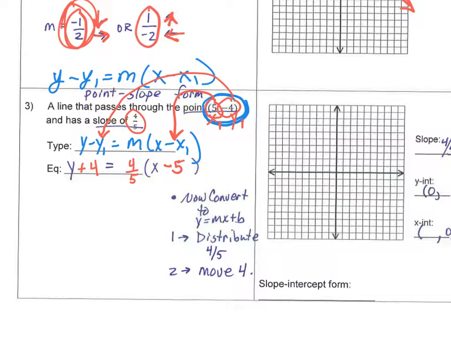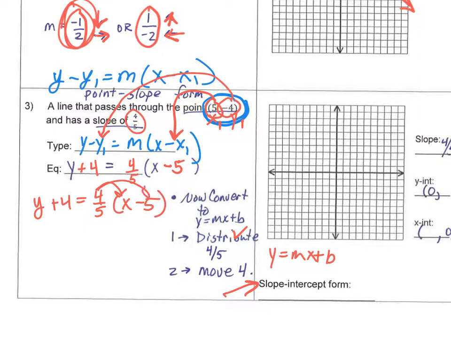Now, they want us to convert it to slope-intercept form. You can see here that we've got slope-intercept form. Well, I'm going to rewrite this equation just to make sure we're all on the same page. I'm changing this so it looks like y equals mx plus b. So the first thing I need to do is distribute the 4/5. So I get y plus 4 equals 4/5 x.